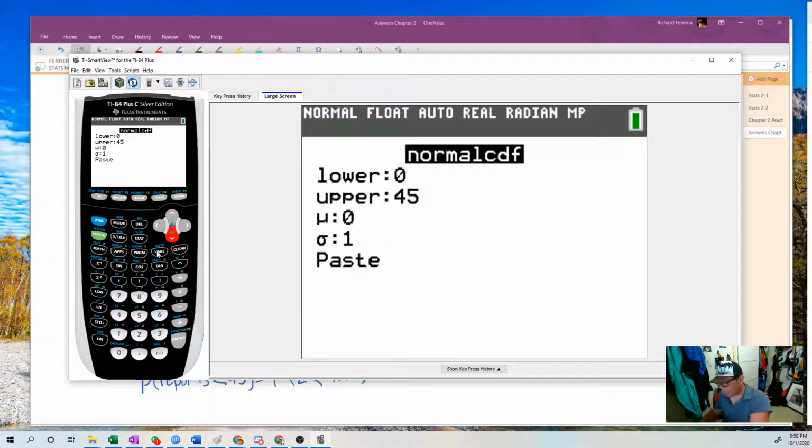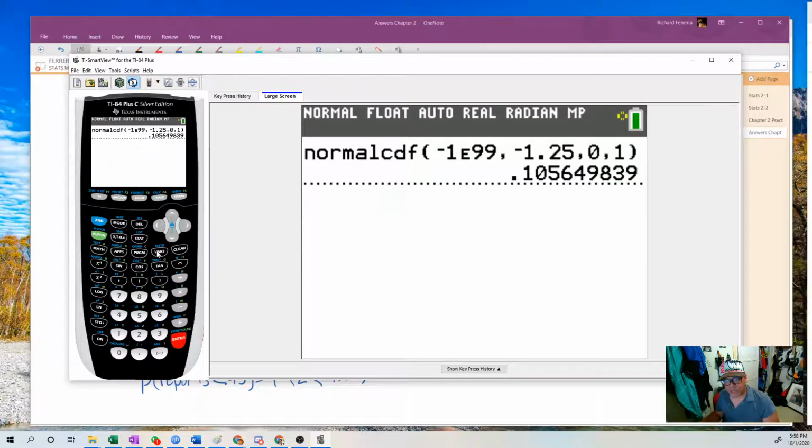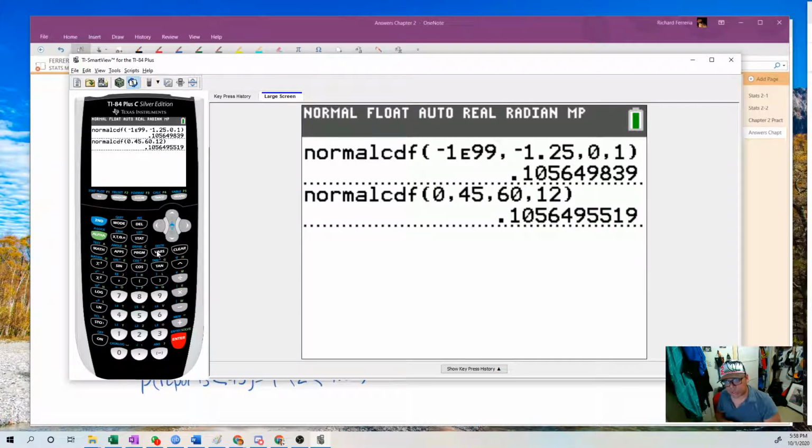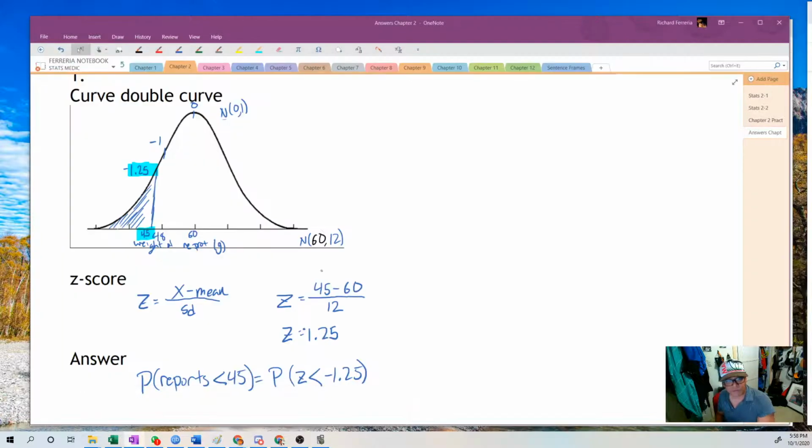Our mean report had a weight of 60 grams and a standard deviation of 12 grams. So notice that this time everything is in context, and I mean every number here. The lower bound, the upper bound, the mean, and the standard deviation, everything is in context. So when I push paste now, I should get a number that's really close, and yeah, I would say those 2 numbers are very close. It's a good way of checking your work. So 0.1056, we get a 0.1056.